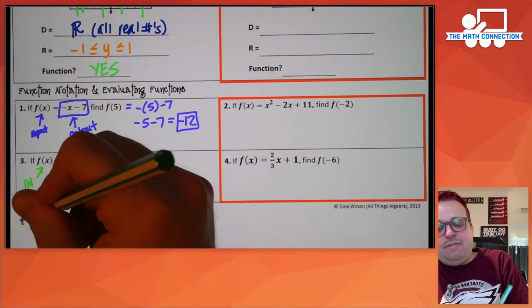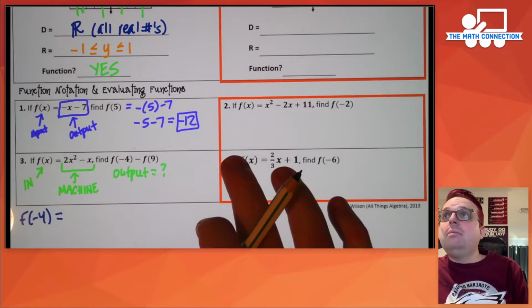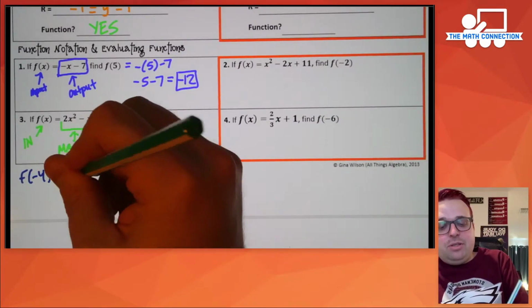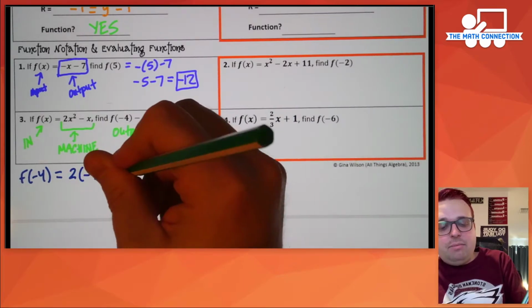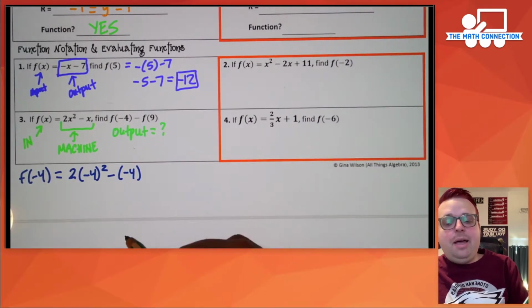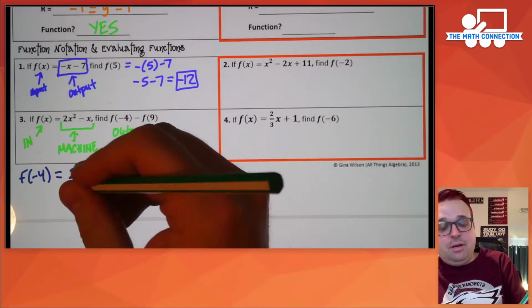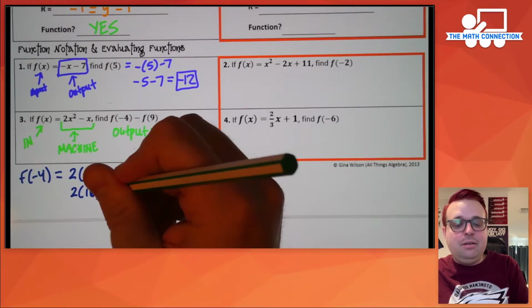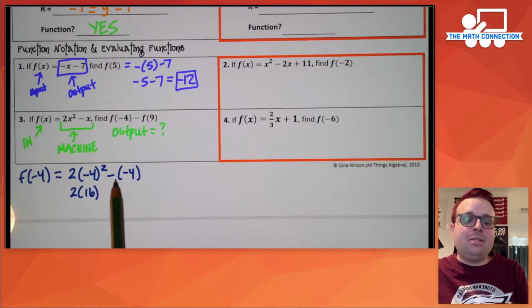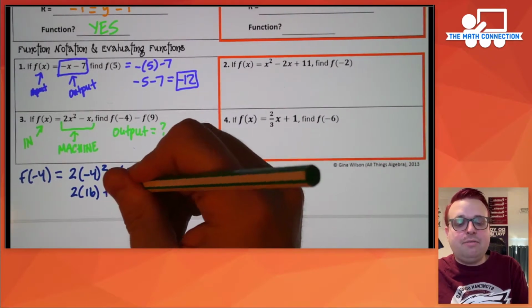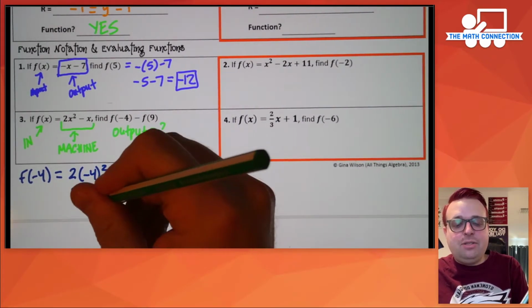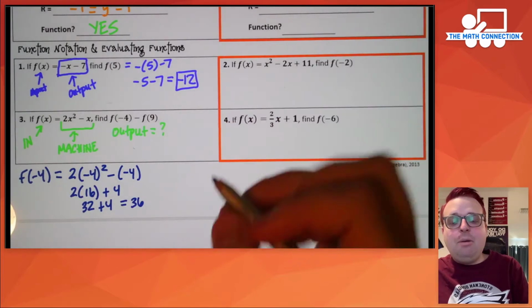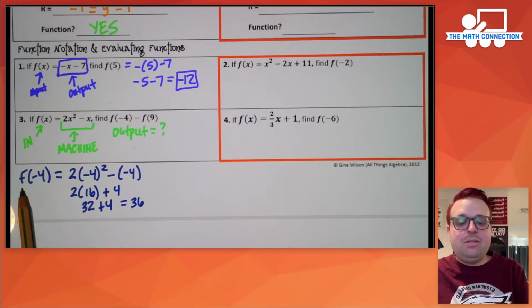So f of negative 4. Make sure you can see this on this lovely page. Looks like you can. F of negative 4 means I'm doing 2 times negative 4 squared minus negative 4. And then to solve this, we use order of operations. So negative 4 squared is going to be positive 16. So 2 times 16, and then minus negative 4, this multiplies to make a positive. So this is going to be plus 4. 2 times 16 is 32 plus 4, and that's going to give me 36. So the output when the input is negative 4 is 36.